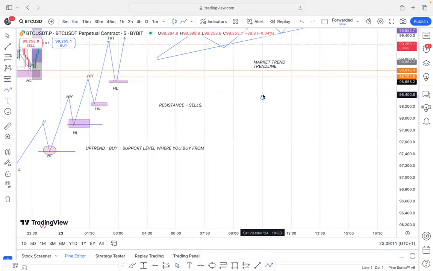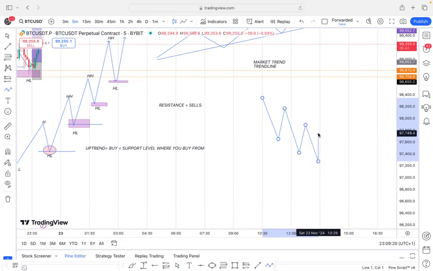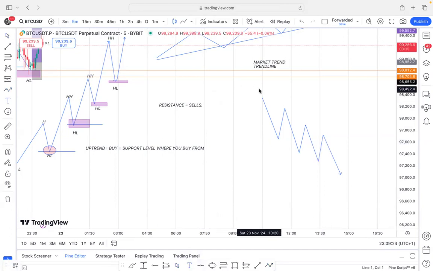In a downtrend, price has to first create a high, then a lower high, lower low, lower high, lower low, and like that. That's the continuous cycle of a downtrend. Now, let me write this out.